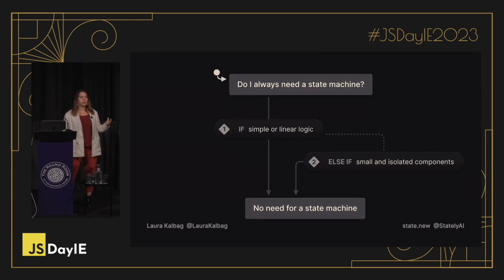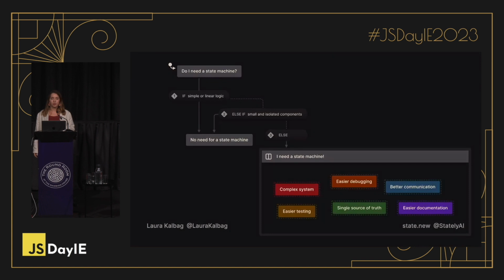So do you always need a state machine? No. You'd think I'd say yes, but no. Especially if you have simple and linear logic or very small and isolated components. Hey, if Booleans are working for you, you can roll with it. When do you need a state machine or a state chart? Well, the rest of the time, it's so valuable. If you have a complex system, if you want to make it easier to document and debug, when you want to be able to communicate your logic with anyone else on your team and have one shared source of truth for your application logic, it is incredibly valuable for that.